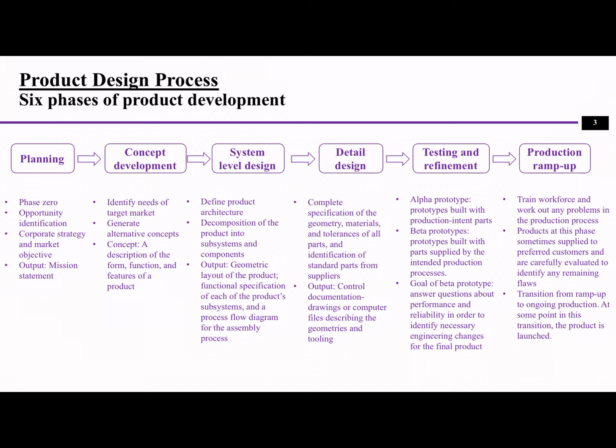And lastly is the production ramp up. The production ramp up means we have to train a workforce and also work out any problems in the production process. Also, the product at this stage is sometimes supplied to preferred customers and carefully evaluated to identify any remaining flaws. A lot of times during the production ramp up stage, the product can be launched, meaning it can be released to the public. All right, so these are the 6 phases of product development.